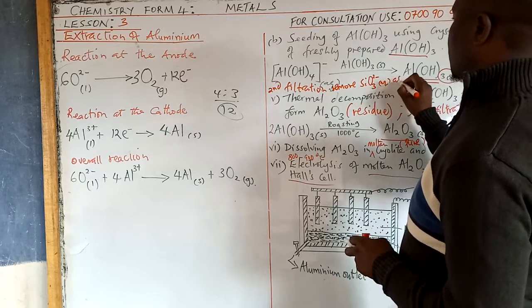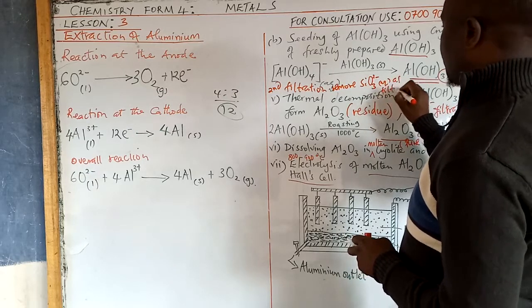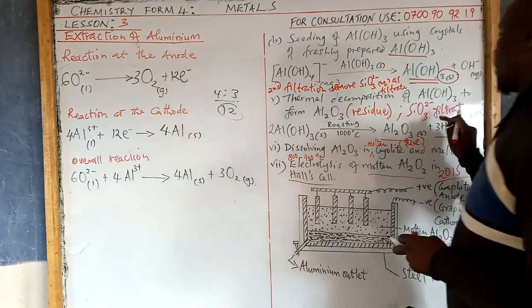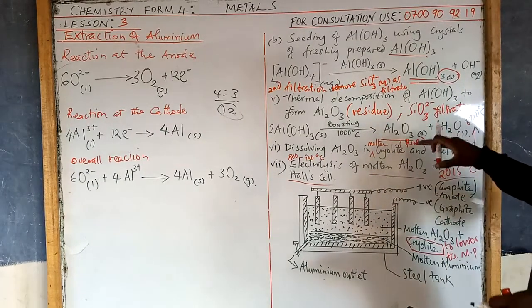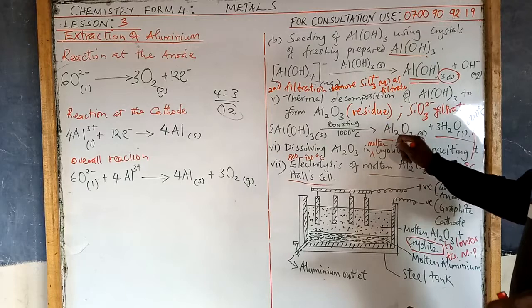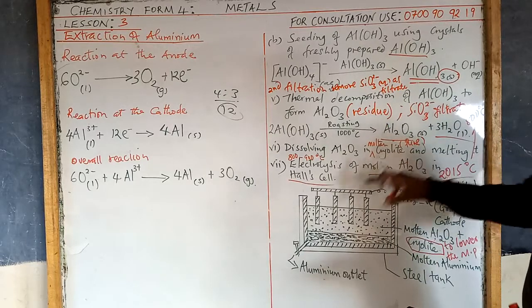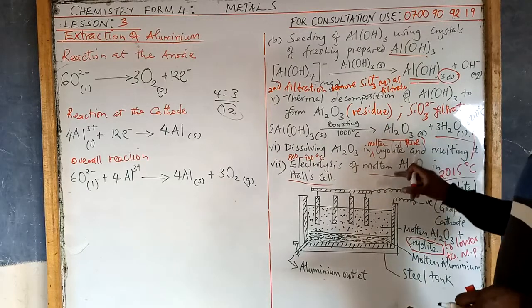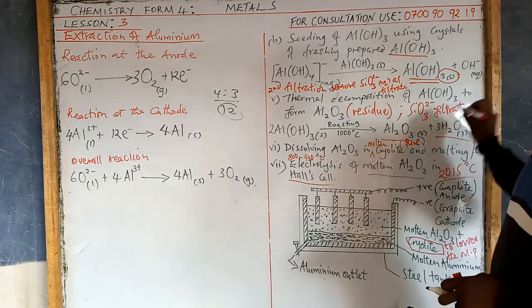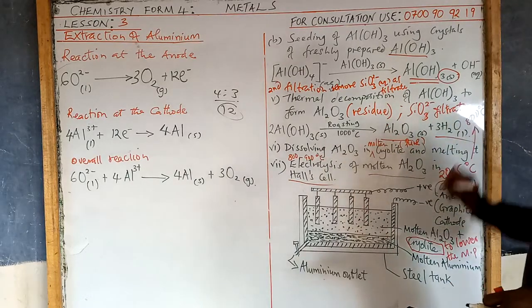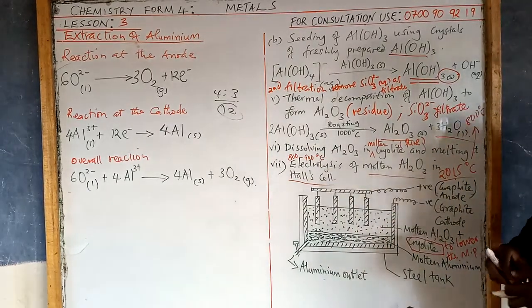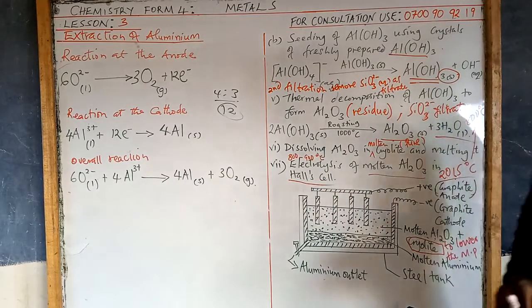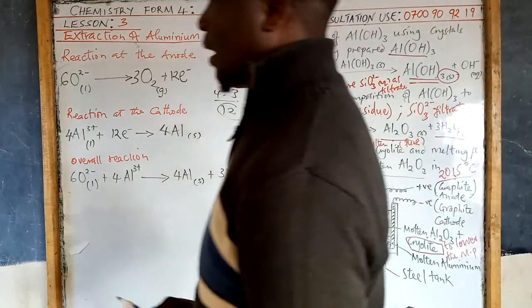So the second filtration here removes the silicate impurities as filtrate, which are indicated here. Then from there, the thermal decomposition of aluminium hydroxide to obtain aluminium oxide, then dissolved in molten cryolite to lower the temperature from 2015 to about 800 degrees Celsius. Then from there, electrolysis follows, and this will be the reaction that takes place.